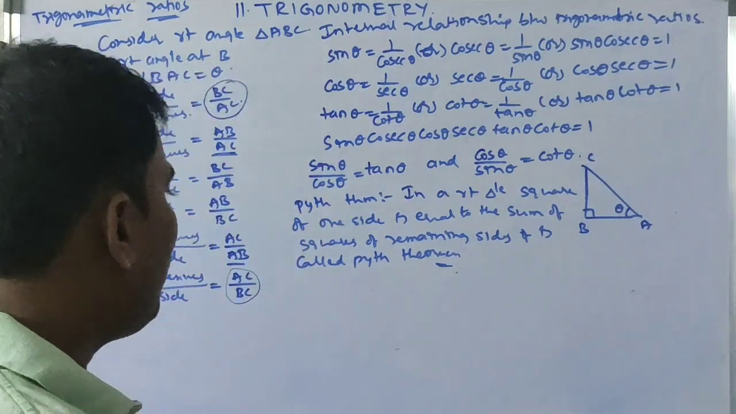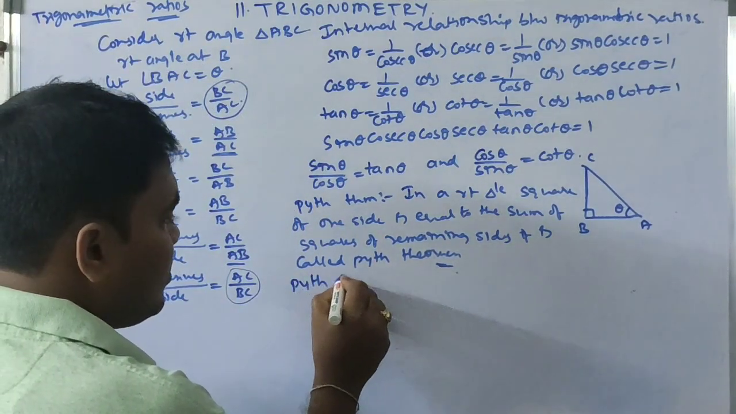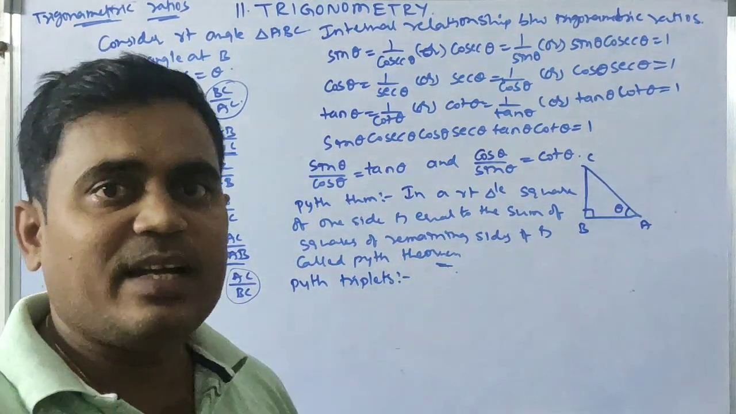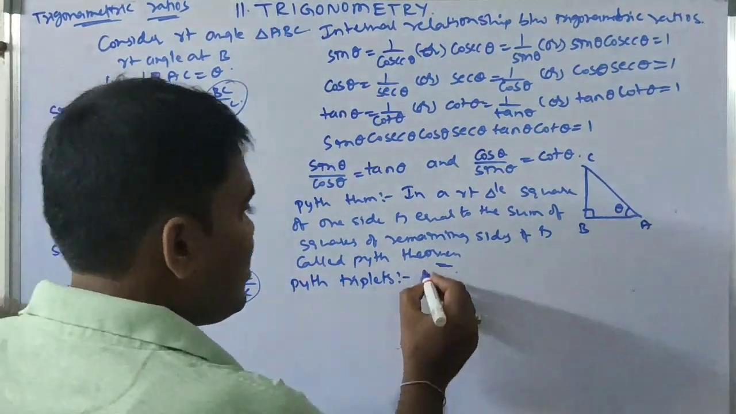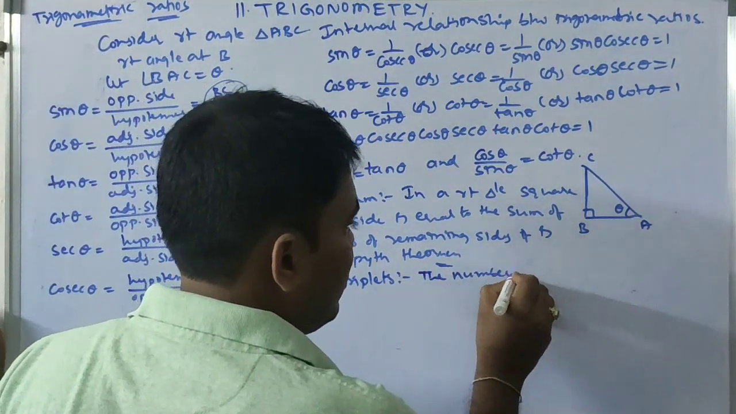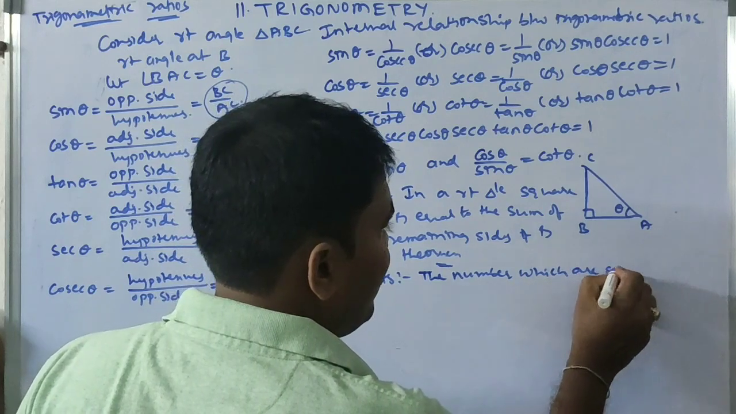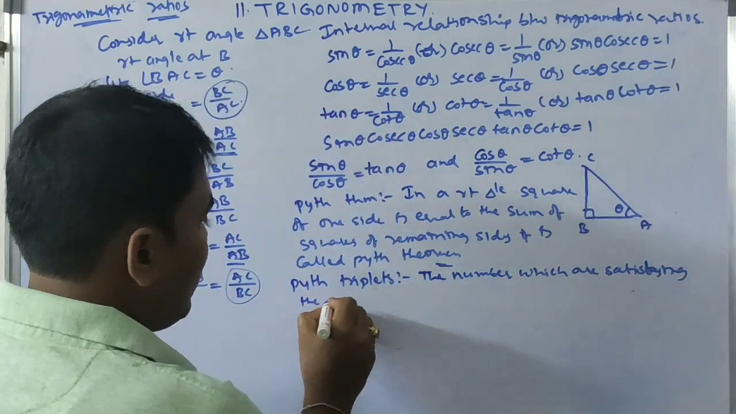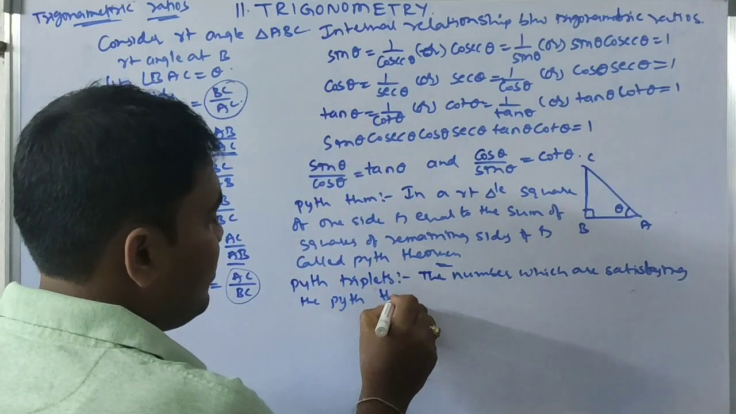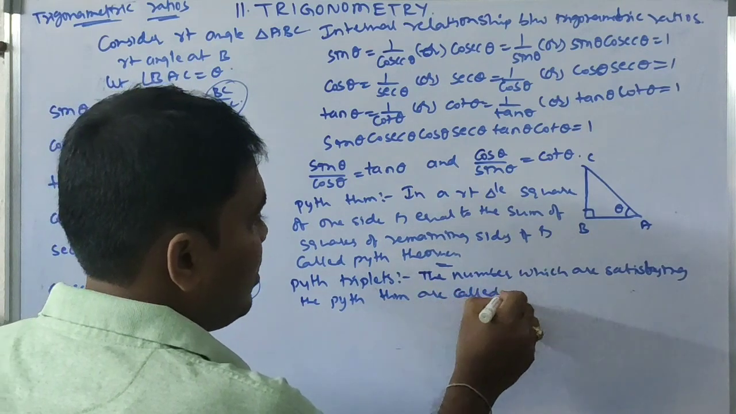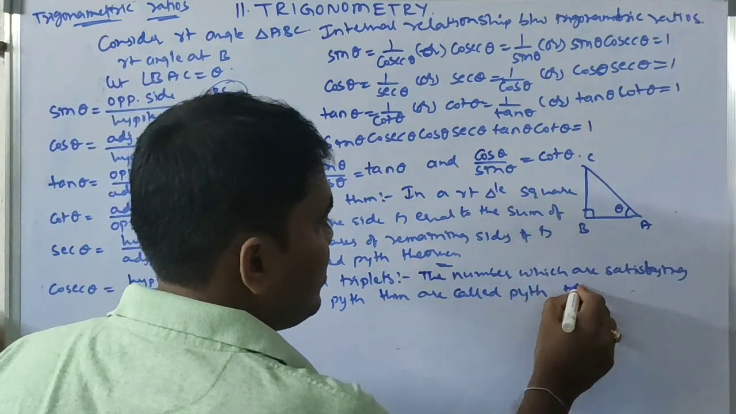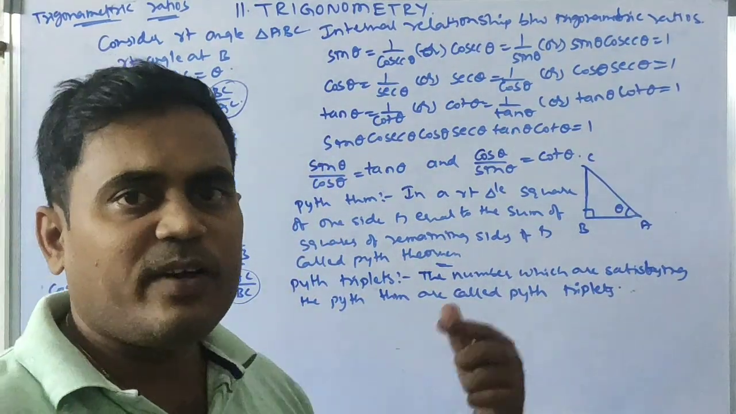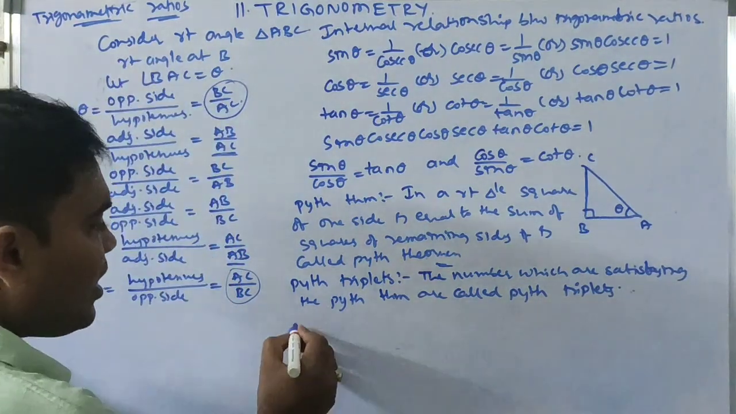Okay, and one more thing, Pythagoras triplets. What are Pythagoras triplets? The numbers which are satisfying the Pythagoras theorem are called Pythagoras triplets. So if we know Pythagoras triplets, we can easily identify the third side. So what are the Pythagoras triplets?